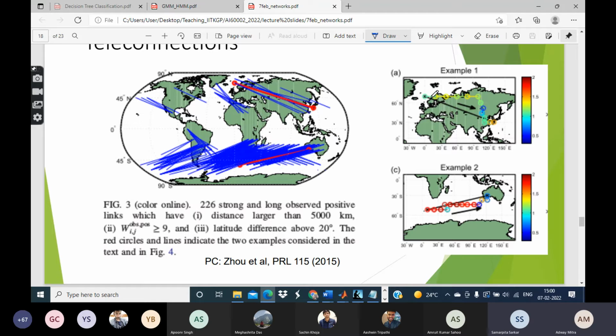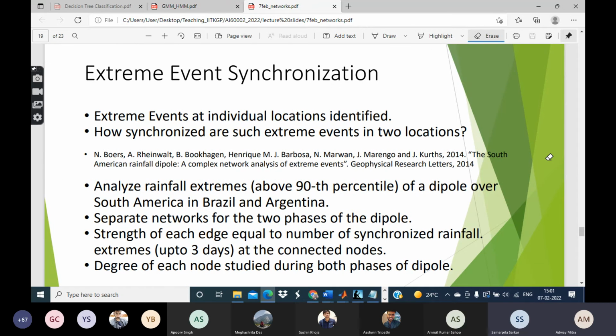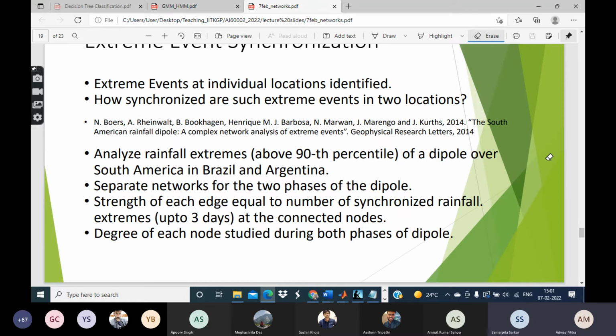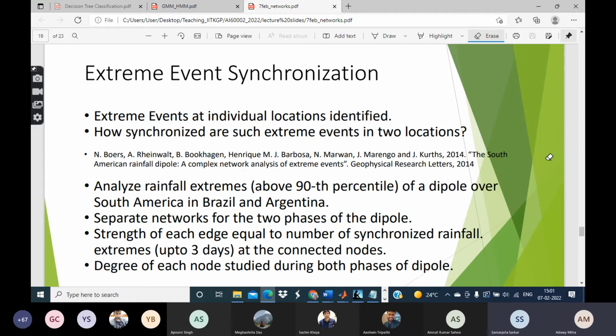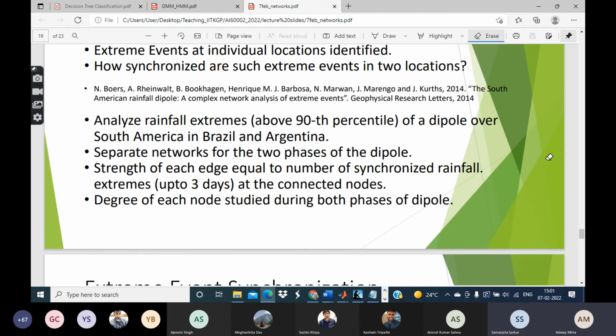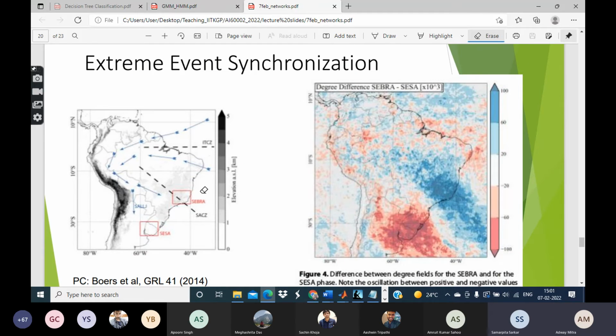They have found a path, which is nothing but a sequence of edges like this, by which the influence of one variable here may reach or affect another variable here. So this is the analysis they have done. This is the way it is used to identify teleconnections. And it's also used for synchronization of extreme events. I have already given an example of this kind of thing. So people have done this kind of extreme event synchronization.